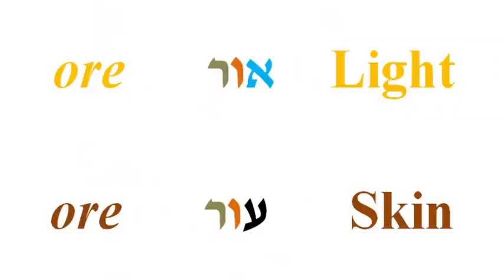Where does God get skin? He had to sacrifice an animal, right? And this is the first sacrifice. It says, without the shedding of blood, there is no remission of sin. That word for skin is also or, but it's spelled differently. It's Ayin Vav Resh. Or, skin.